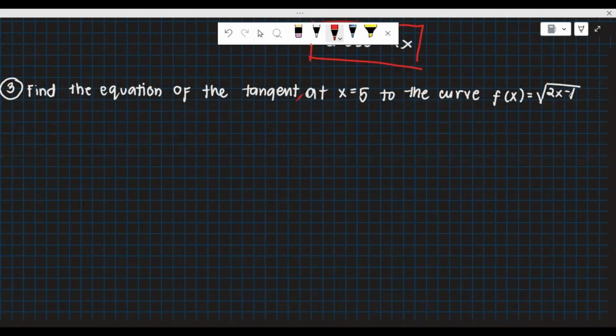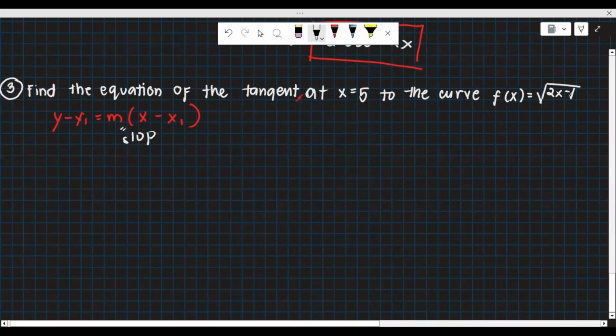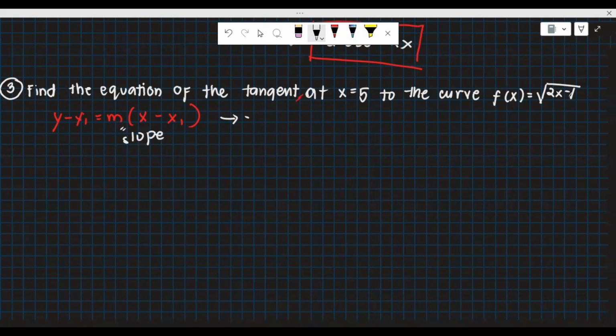So if you remember, when writing an equation of a line, we're going to do it in this form. y minus y sub 1 is equal to m times x minus x sub 1, where your m is the slope. In this case, since we're looking for the equation of the tangent line, so yung m natin is the slope of your tangent line. And then yung x sub 1 natin and yung y sub 1, that would be the coordinates of your point of tangency.